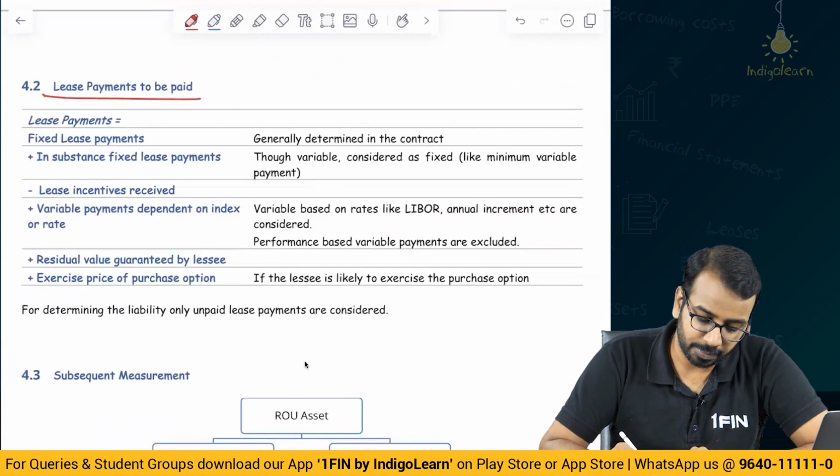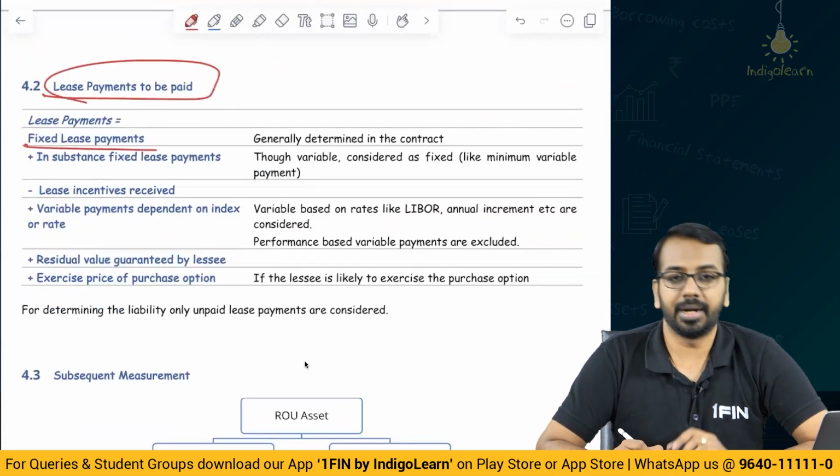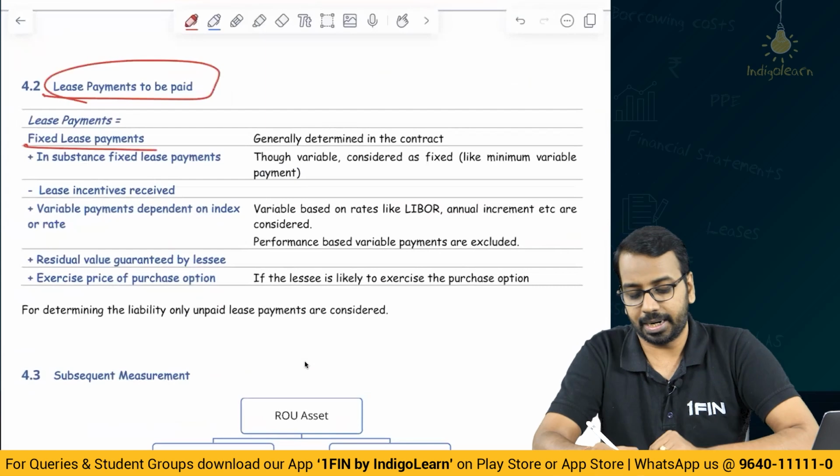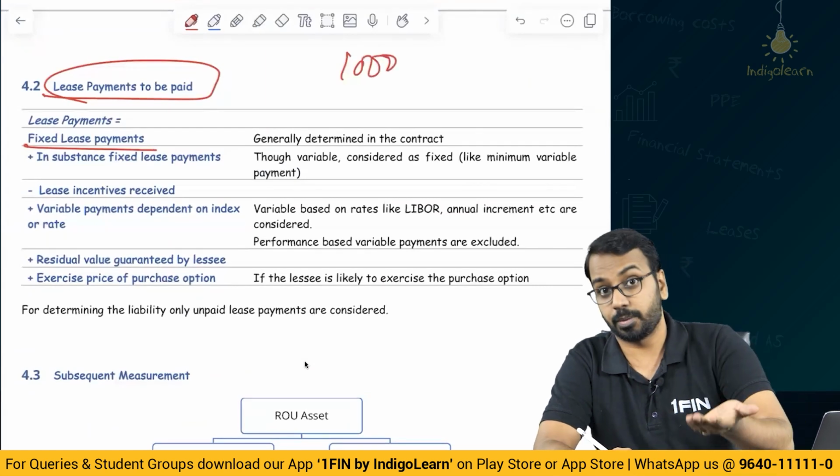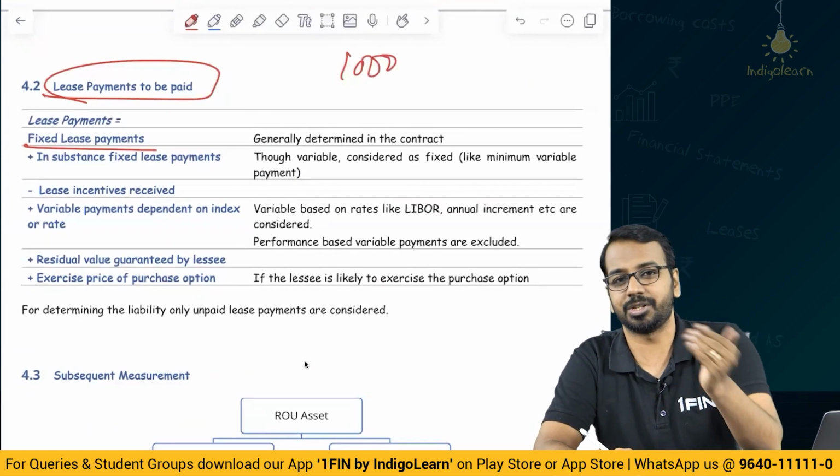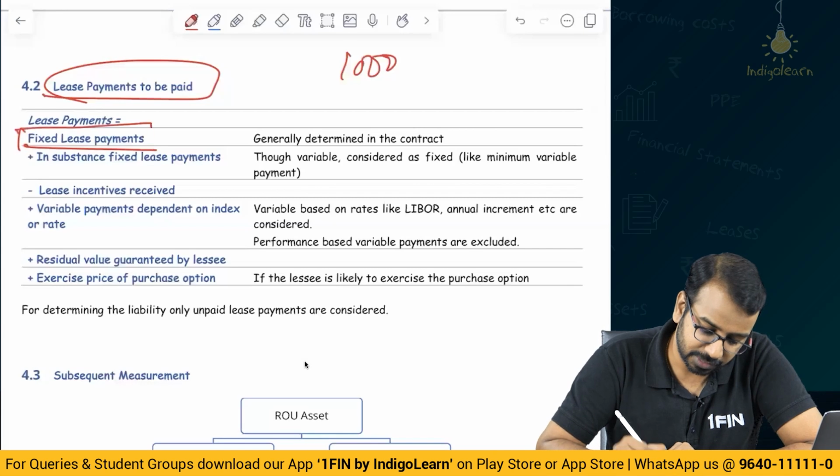Then what are the lease payments that you should consider? Fixed lease payment. So the fixed lease payment as given in the contract, they would say 1,000 per month or 10,000 per month or per year. Generally exam questions are based on per year. So that you will consider as the fixed lease payment.